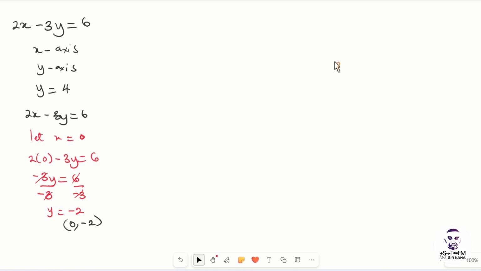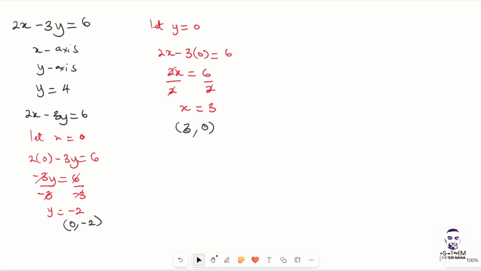And then we can also say let y be 0. So once y is 0, when we substitute y, we are going to have 2x minus 3 multiplying 0 is equal to 6. So we are going to have 2x is equal to 6. We divide both sides by the coefficient of x, which is 2, and in this case we are going to have x equal to 3. So the x point of this is going to be 3, and then the y point is 0. So we have our 2 points that we can use to draw the graph.